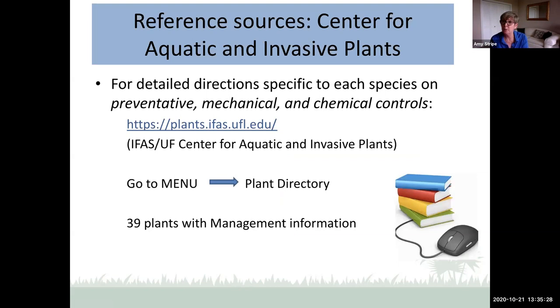So the first place I would go is the UF/IFAS Center for Aquatic and Invasive Plants. They have detailed directions specific to each species on preventative, mechanical, and chemical controls, which is what a homeowner is interested in. They also have some biological controls listed in there as well. But again, like I said earlier, not quite as available for the homeowner. You go to their homepage, this is the URL, you go to their drop-down menu, it says plant directory. There are 39 plants in that database currently, as of yesterday, with management information. Of the 15 common invasive landscape plants that we presented last week, about half of them are in this database with management information.